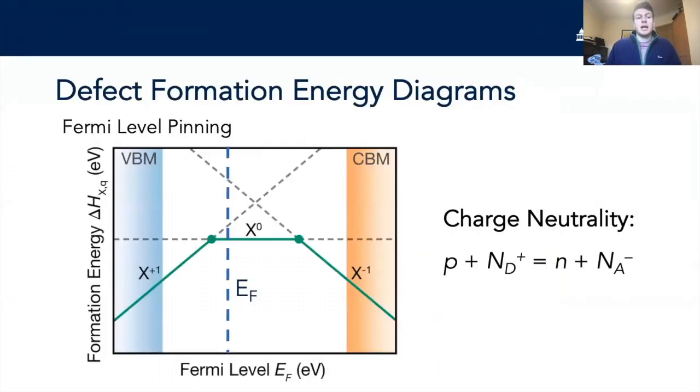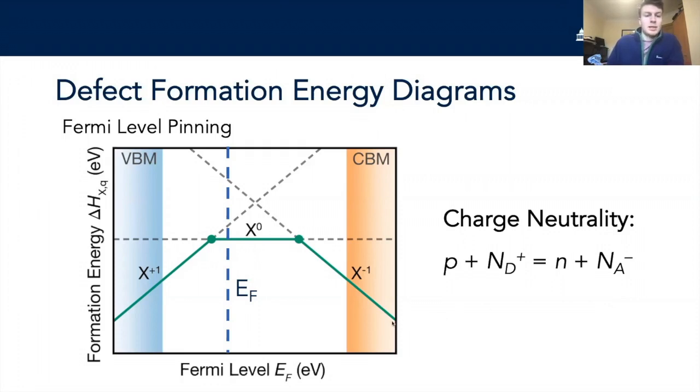So another thing that defect formation energies help us to determine is the self-consistent Fermi level in a material. In a semiconductor at equilibrium, the charge neutrality condition is maintained, where the total number of positive holes in our valence band plus the number of positively charged defects or donors is equal to the number of electrons in the conduction band plus the number of negatively charged defects or acceptors.